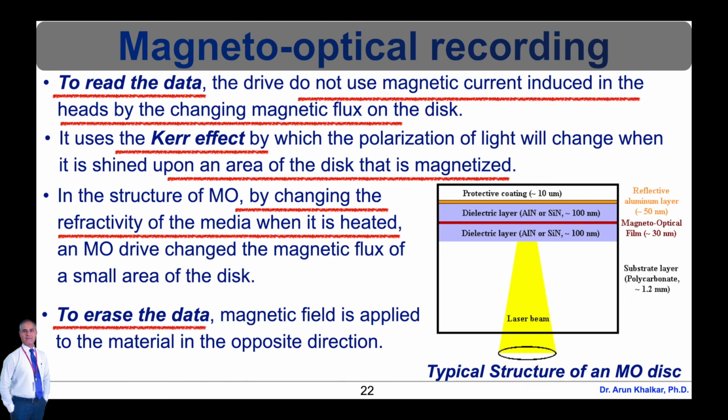Now, how to erase the data? To erase the data, a magnetic field is applied to the material in the opposite direction. The focused laser pulse hits the disk above the Curie temperature and causes local heating to demagnetize the surface. The disk is again demagnetized and data written in the form of magnetization is erased. This is the mechanism of how to read the data and how to erase the data in magneto-optical devices.